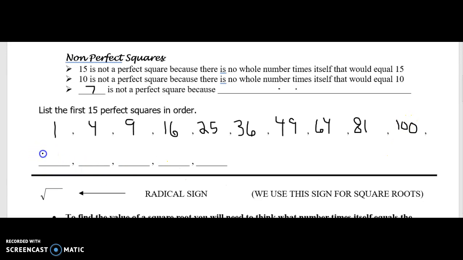11 times 11 is 121. 12 times 12 is 144. 13 times 13 is 169. 14 times 14 is 196. And then 15 times 15 is 225.